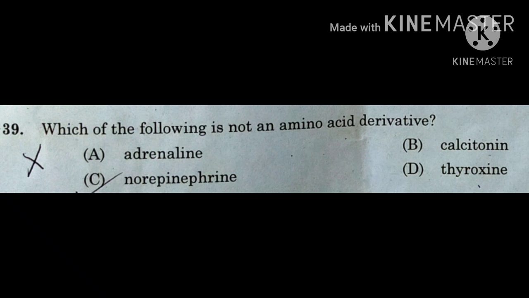But in the case of adrenaline, norepinephrine and thyroxine, they are derived from the amino acid tyrosine. Okay, I think now you got the correct answer. The hormone which is not an amino acid derivative is option B, calcitonin. I also discussed a trick to find this out: the amino acid derived hormone will have a suffix, what? INE. In adrenaline, thyroxine and norepinephrine you can see INE, but in the case of calcitonin you can see only IN. So the correct answer is option B.